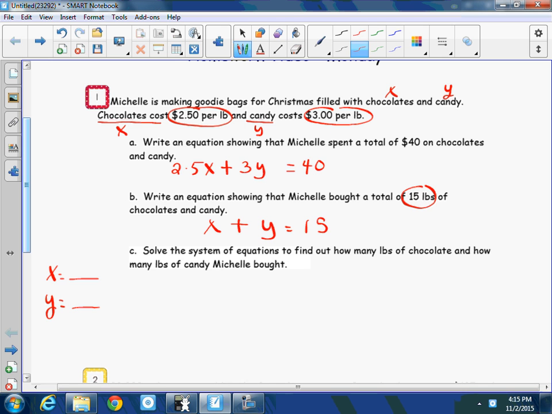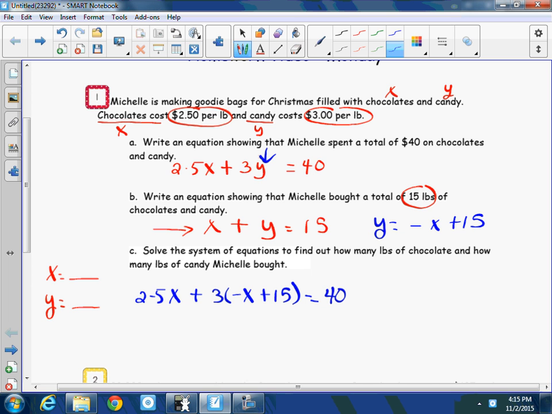I'm going to use substitution. I'm going to take that one and solve for Y. If I solve for Y, that would be Y equals negative X plus 15. Then I'm going to come to the other one and plug it in there. So that would be 2.5X plus 3, open parentheses, negative X plus 15, equals 40.